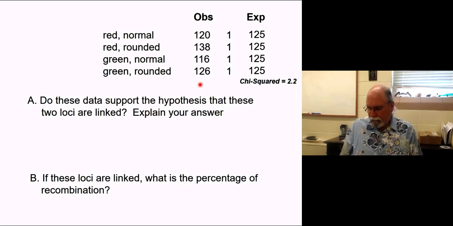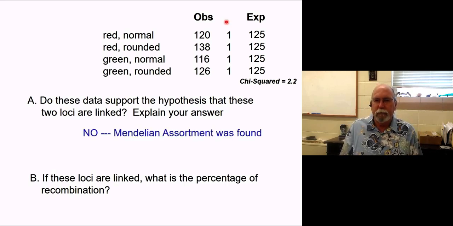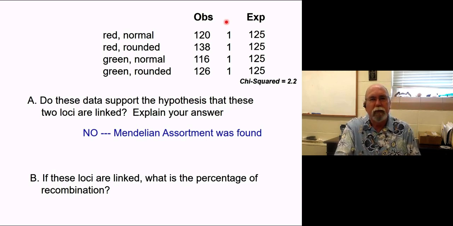So do these data support the idea that these are linked? The answer is no. Why? Because we find Mendelian independent assortment. We find evidence for that. Now they could be linked, okay? But it's no real evidence for that based on this. If I were to answer this question the best way I could, the data do not support the idea that they're linked, okay? And why not? Because I did a chi-squared test using the Mendelian assortment expectations, and I found that it fits within the boundaries of a chi-squared, okay?